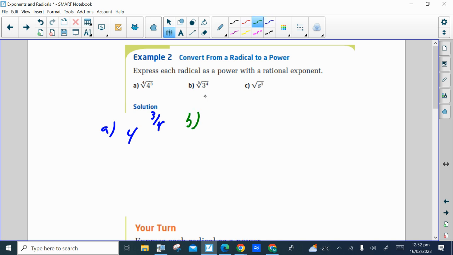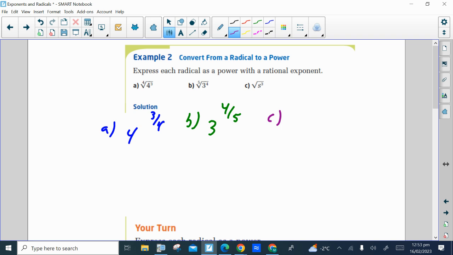Question B. The radicand is 3. So that's going to be the base when you write it as a power. Because it's the fifth root, that's the denominator. Because the 3 is to the power 4, that's the numerator. It'll be 3 to the power 4/5.